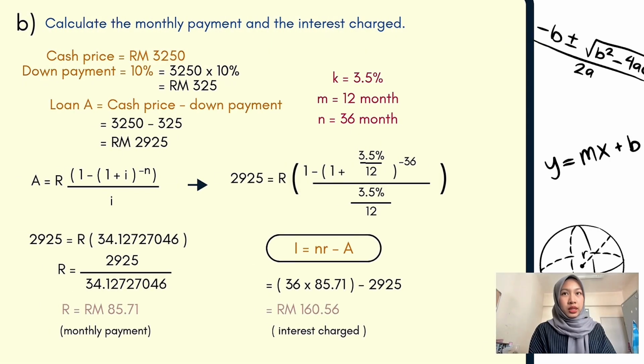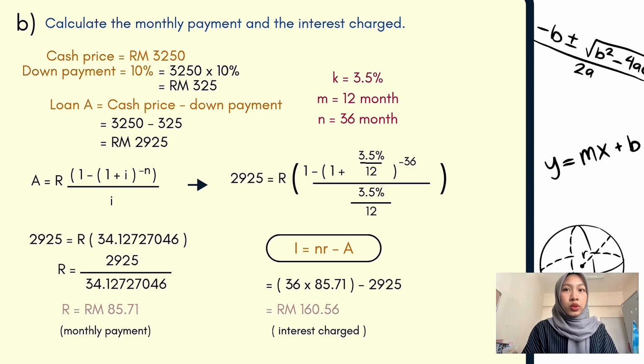Okay, so for question B, calculate the monthly payment and the interest charge. Cash price equals RM 3,250 and the down payment is equal to 10%, which is 3,250 multiplied by 10% equals RM 325. Loan A equals cash price minus down payment, which is 3,250 minus 325, and we get 2,925 ringgit. So K equals 3.5%, M is 12 months and N is 36 months.